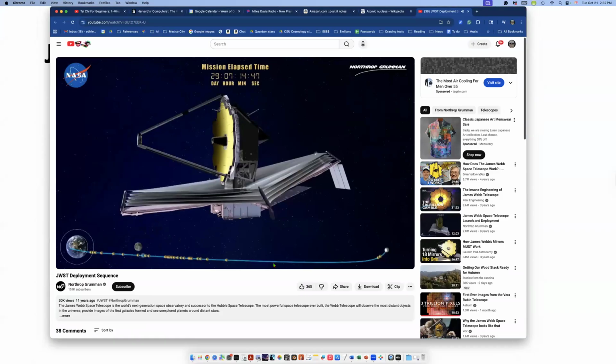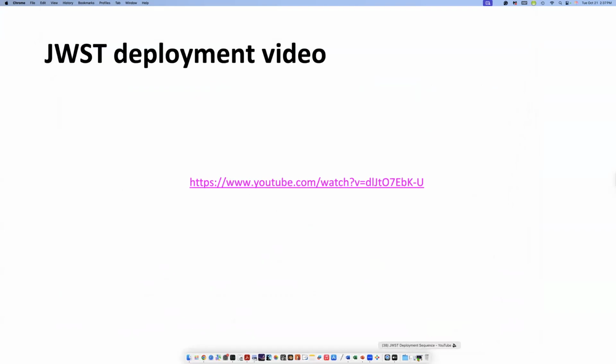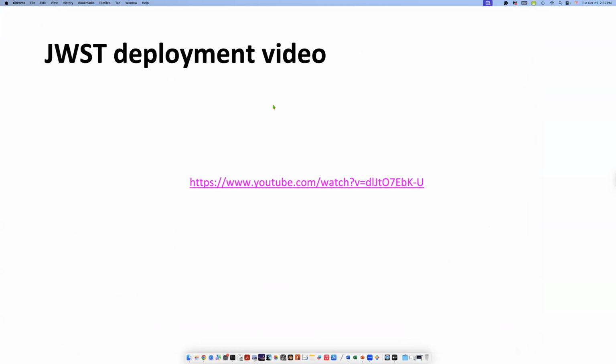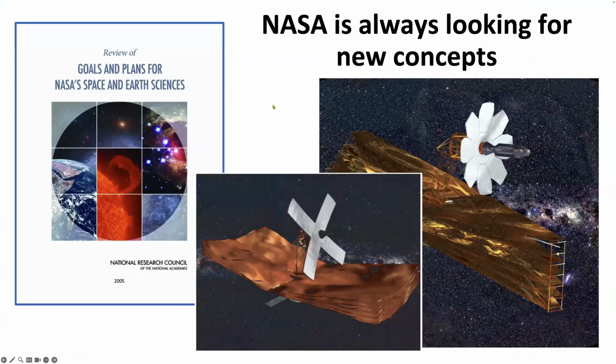So let's get rid of that. I learned from bitter experience, we have to stop YouTube or it'll keep playing all sorts of movies that we don't care about.